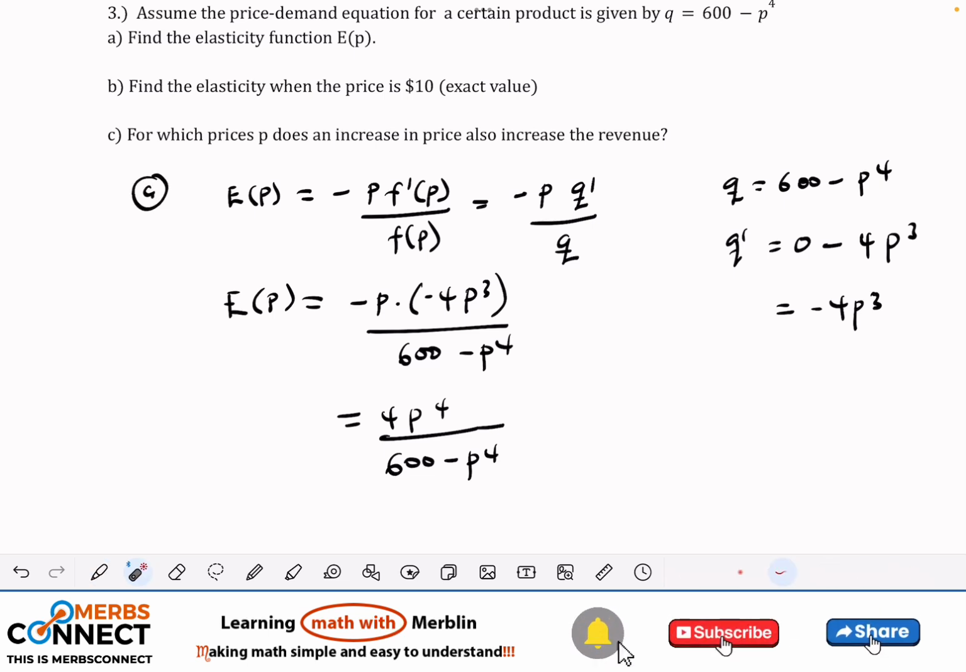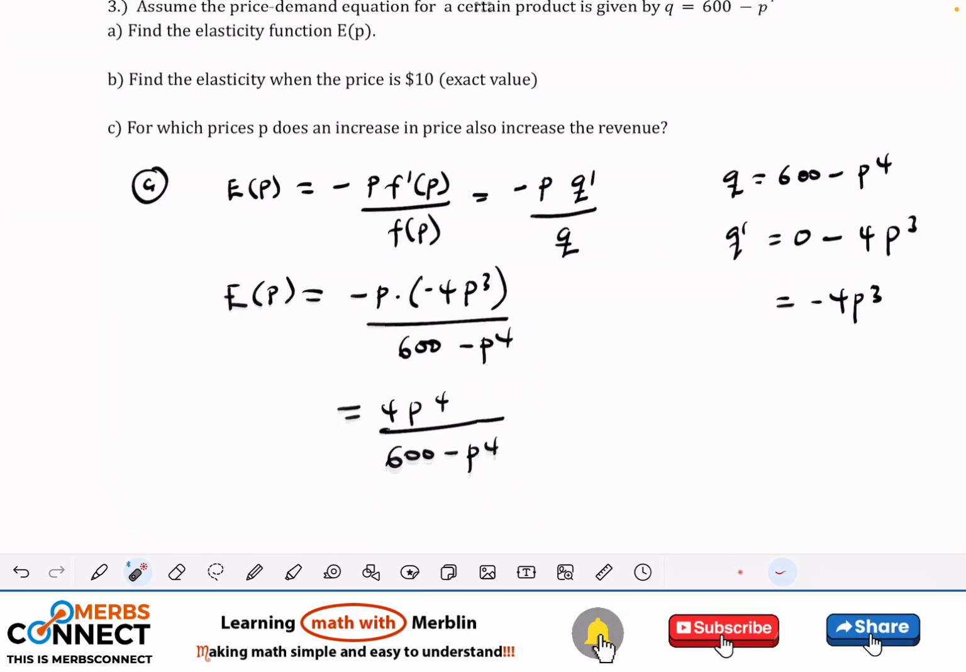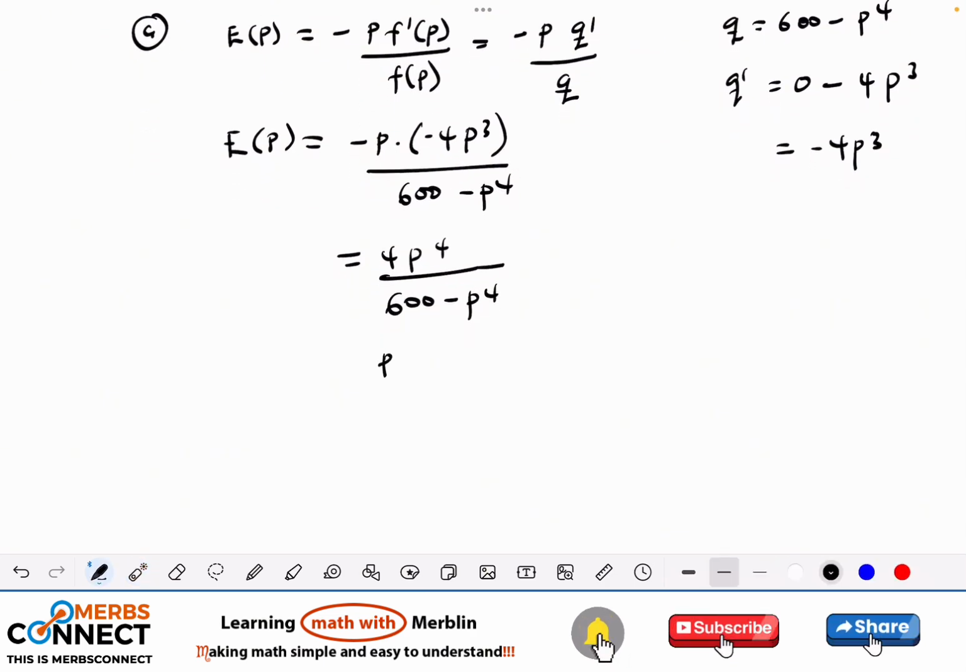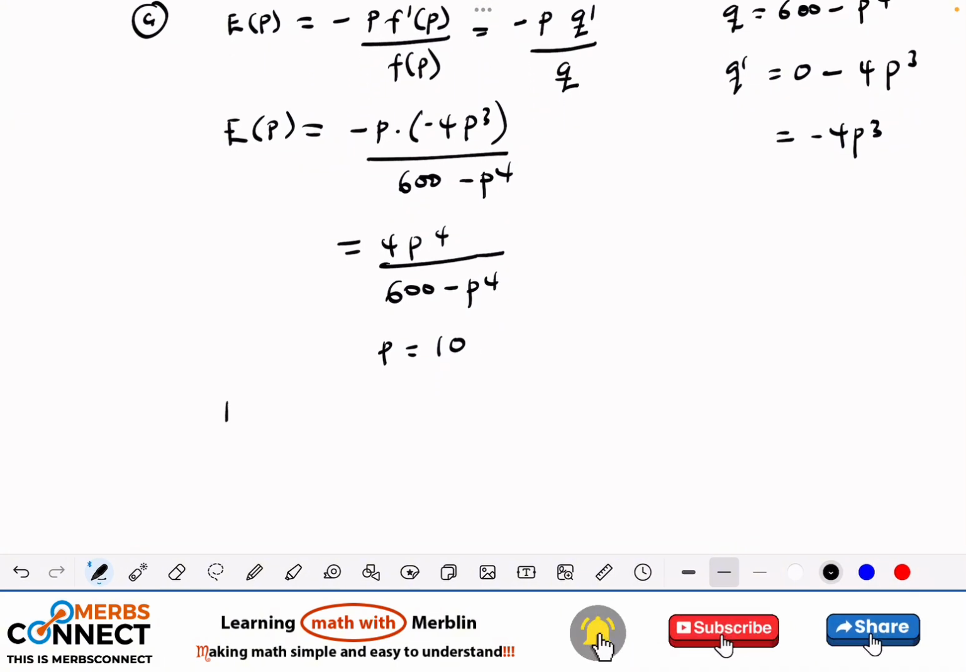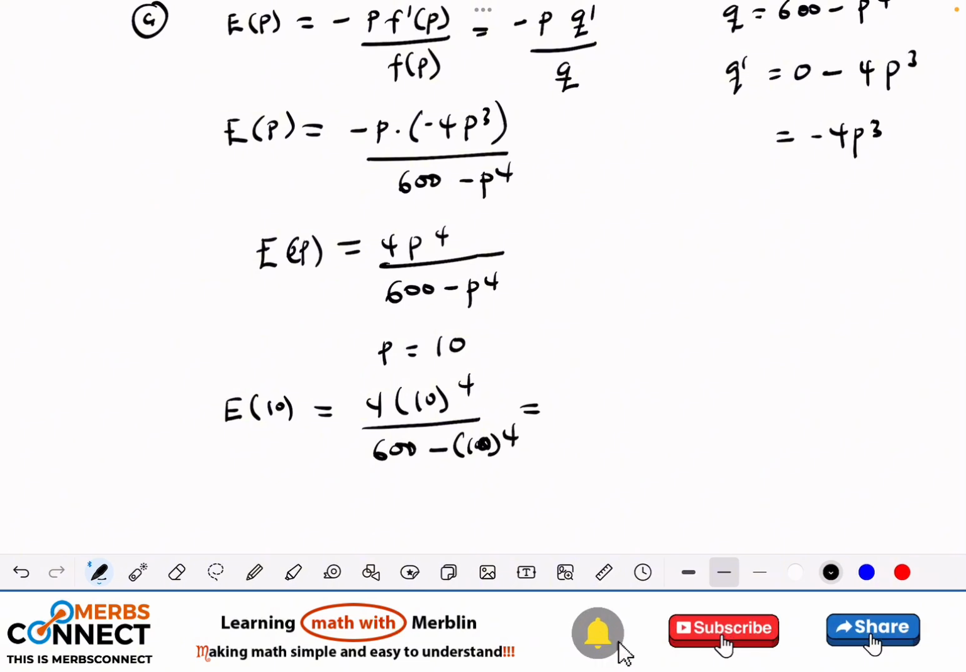Now, part B is not hard work. We want to find the elasticity when price is equal to $10. So now when P is equal to 10, we are going to have E of 10 equal to, and we just do substitution, because this is our E of P. This is going to be 4 times 10 to the power 4 divided by 600 minus 10 to the power 4.